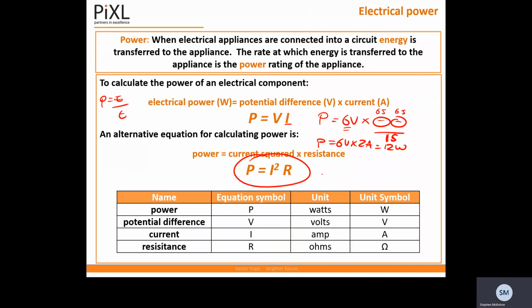P is equal to I squared times R. If we have resistance and we don't have voltage, then we can just put in I times V. Then we can just put in the equation that we've already seen, Ohm's law for voltage. So if voltage is equal to current times resistance, then instead of P equals I times V, I can write P is equal to I times I times R, giving us P equals I squared R. So I've substituted, instead of writing V, the terms that make V.